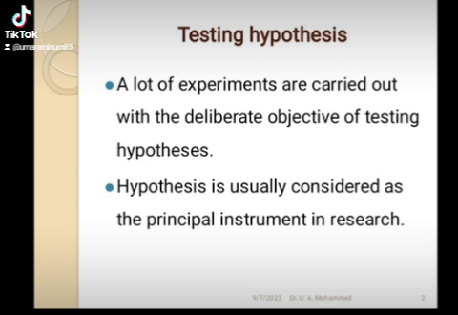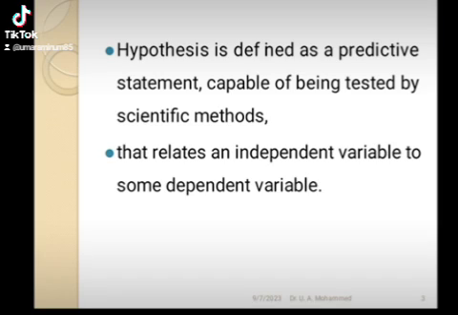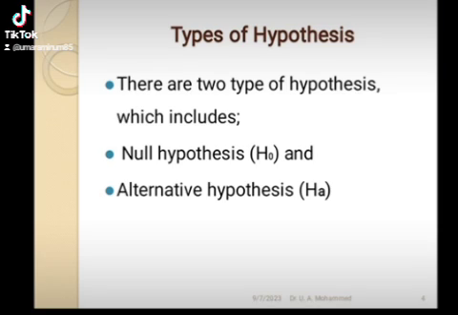Now, in today's video, we are going to talk about testing hypothesis. A lot of experiments are carried out with the deliberate objective of testing hypothesis. Hypothesis is usually considered as the principal instrument in research. Hypothesis is defined as a predictive statement capable of being tested by scientific methods that relates an independent variable to some dependent variable. So now we have two types of hypothesis, and this includes the null hypothesis and the alternative hypothesis, with their annotations.